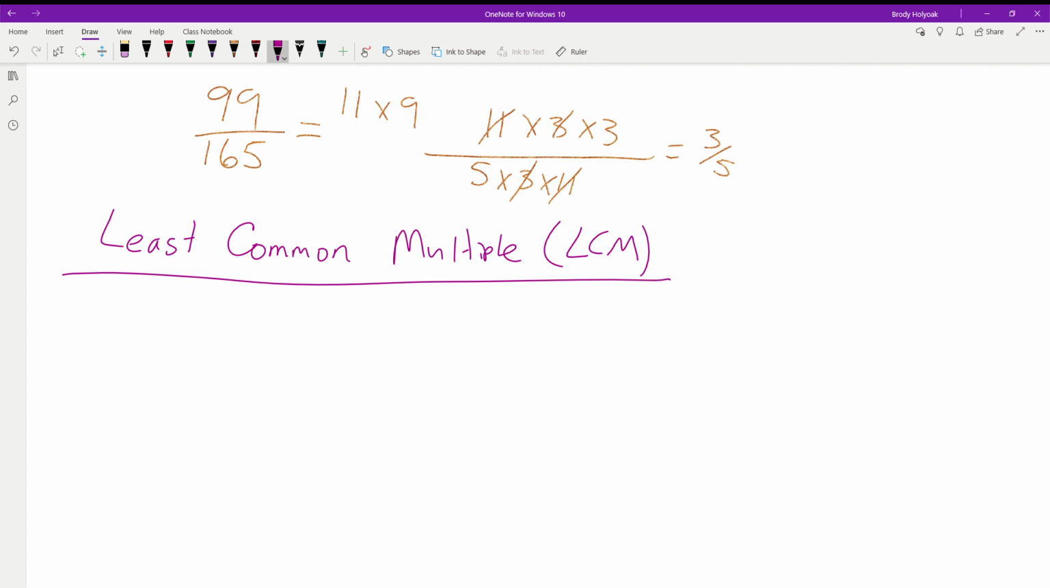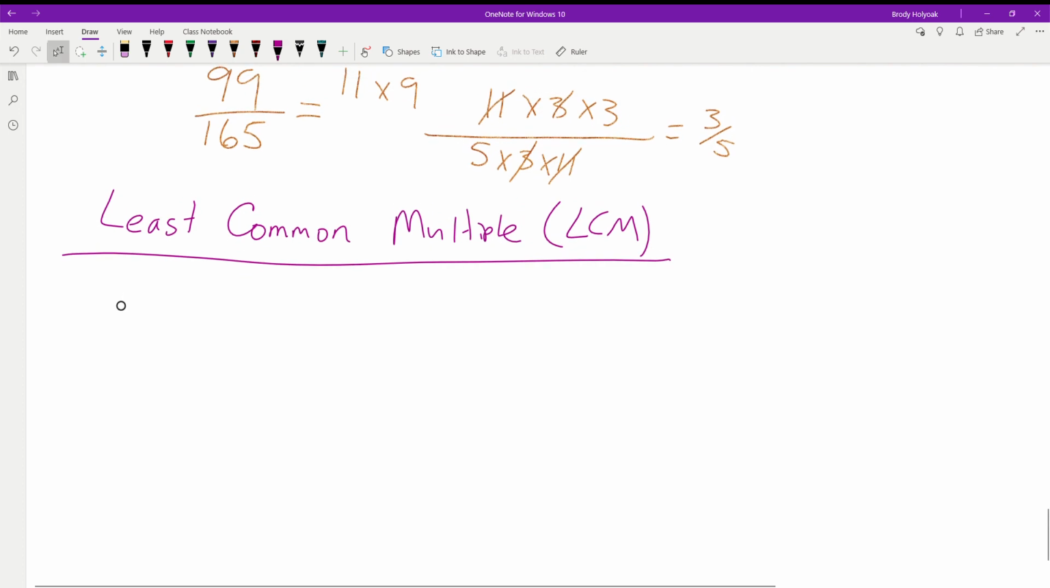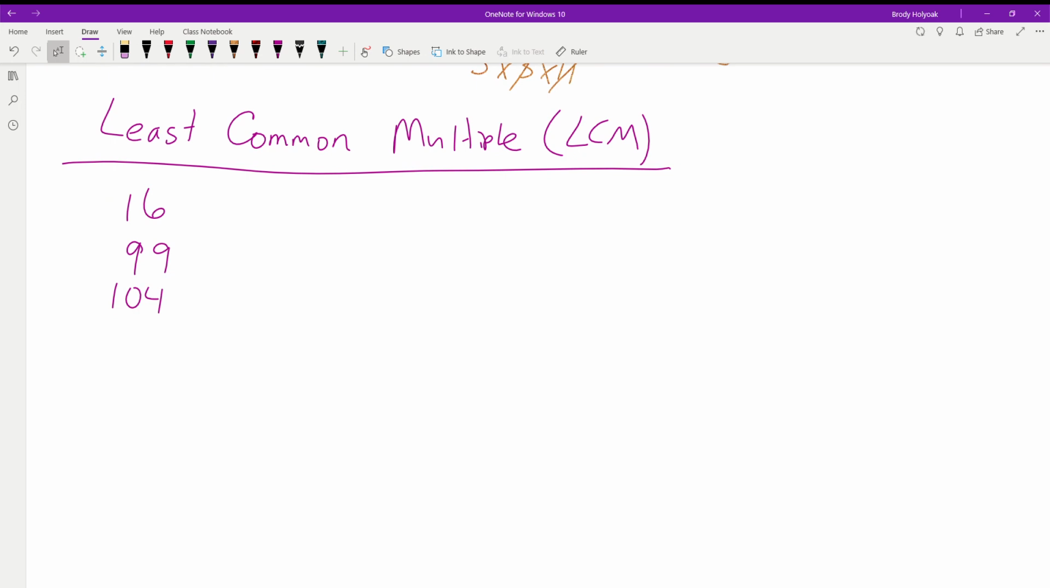So in this case, what we're going to do is we're going to factor out the values. Then we're going to use those factors to help us solve what's the least common multiple of these guys. So what we have is 16, 99, and 104. We want to find what is the least common multiple that 16, 99, and 104 go into. Yeah, go ahead and start looking into your primes, breaking these up into your prime numbers.